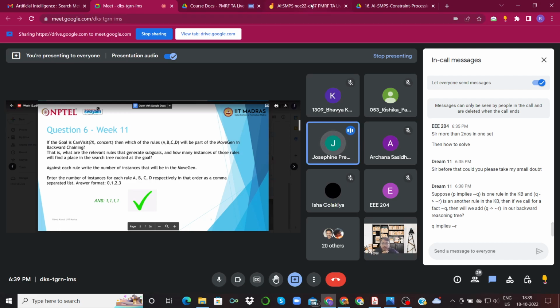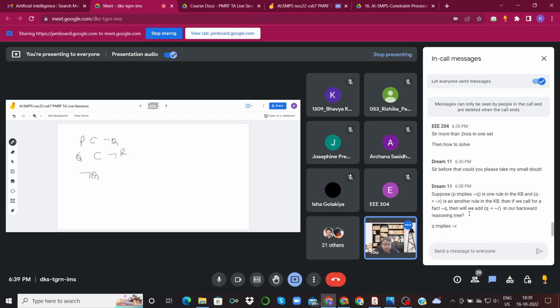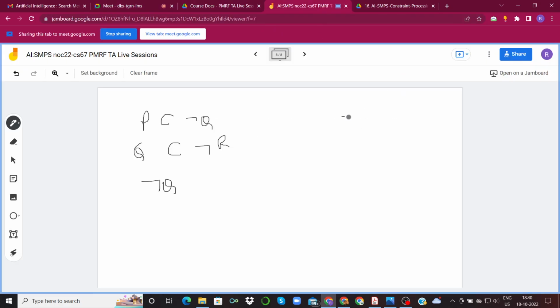Are you using the Jamboard? Excuse me, oh yes, sorry, thanks for pointing that out. And we are given not Q. Then will we add Q implies negation of R in our backward reasoning tree? It depends on what goal you have. So what goal do you have to satisfy? Okay, negation Q is the goal that you have to satisfy. So these are the two rules, rule 1 and rule 2.